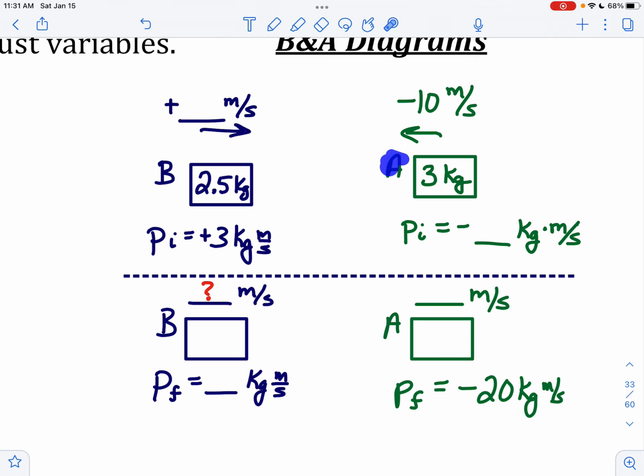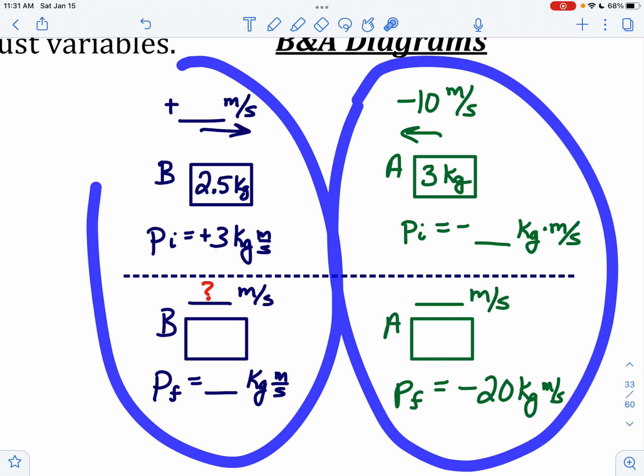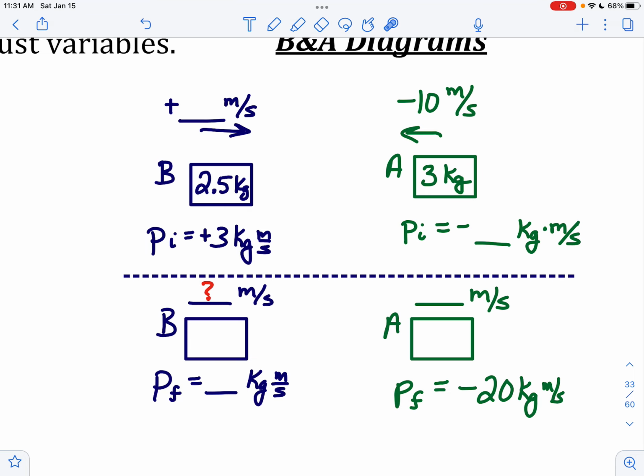If, let's say, you labeled this one B and labeled this one A, you just got to be careful that you don't mix up any of the values. As long as all the values on the left-hand side are correct and all the values on the right-hand side are correct, if you mislabel the objects, that's okay.